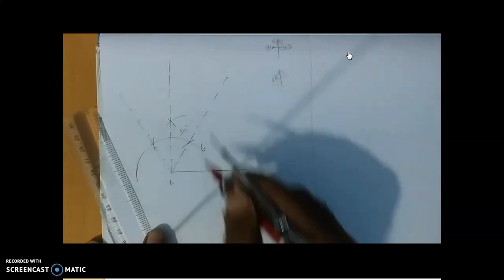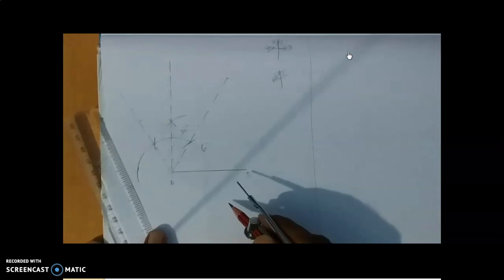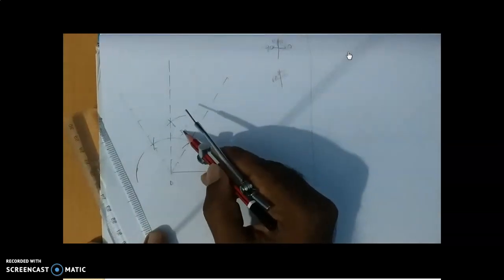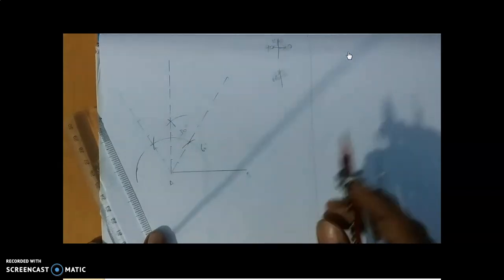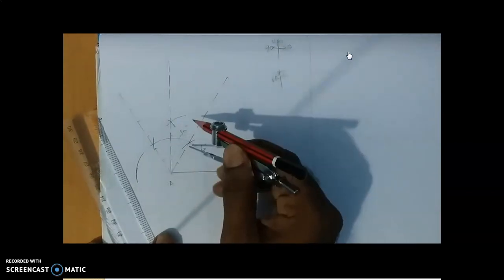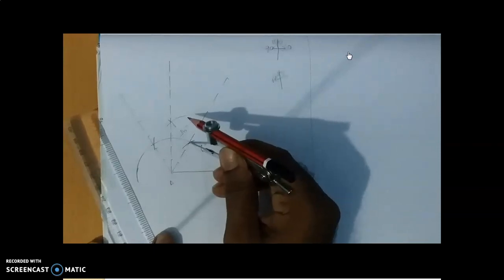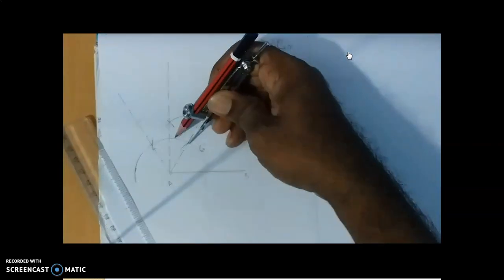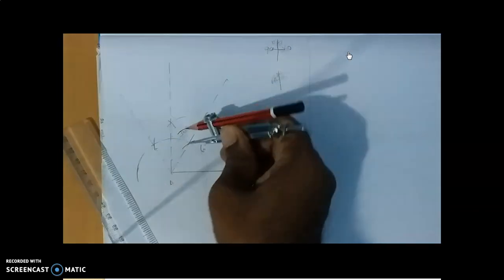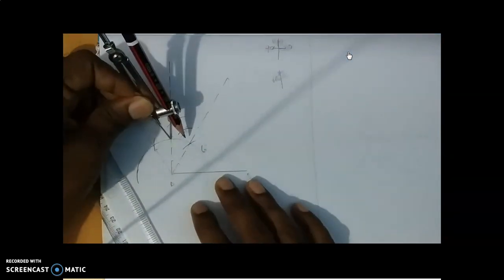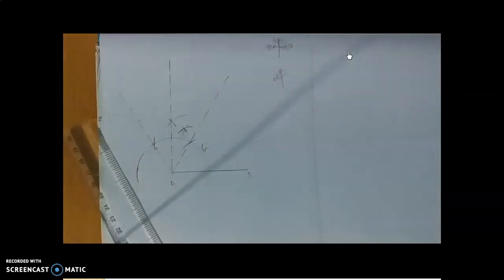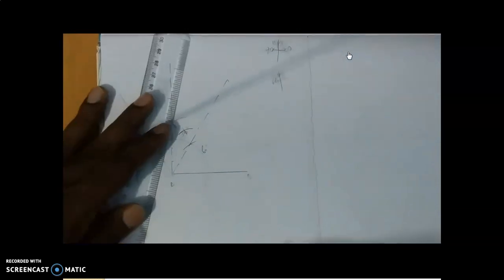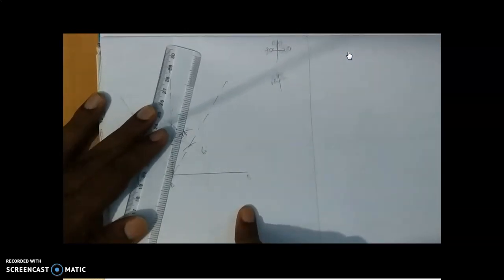30 degree is there, right? But we need 75 degree, right? If you bisect this 30 degree into 15, 75 will come. So now I am going to bisect this 30 degree only. So how can you bisect? The same procedure. Take more than half of this arc, draw one arc here, and with the same measurement without changing anything, keep your compass here and draw one more arc. Then draw a line through the intersection point from A.